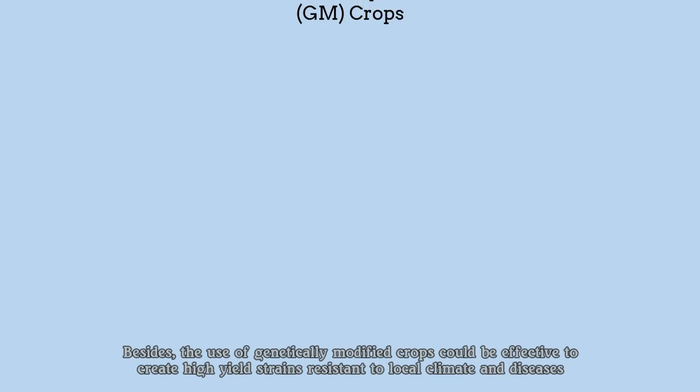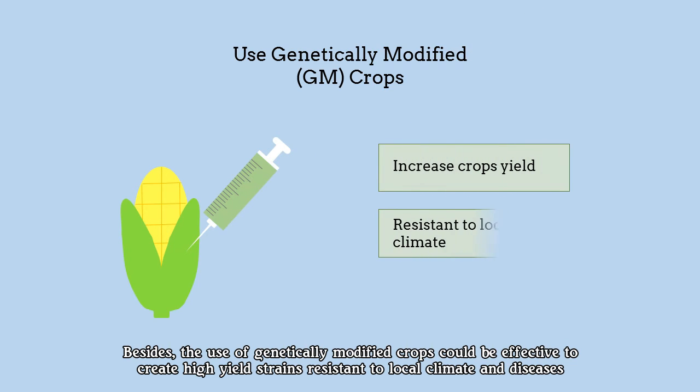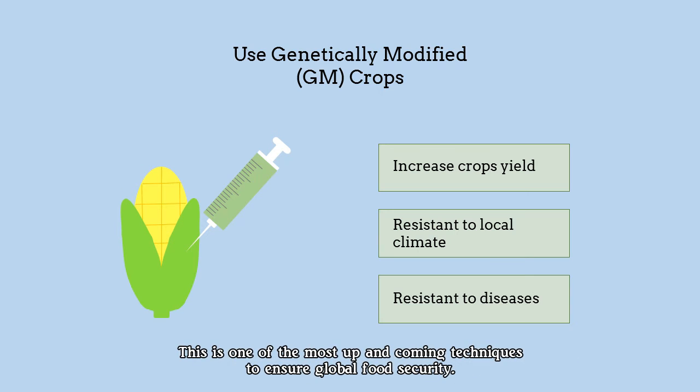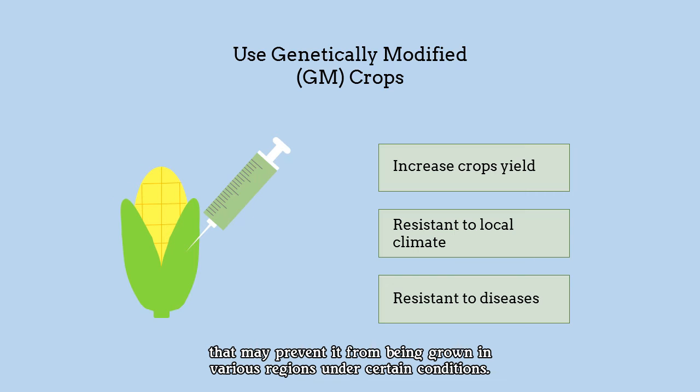Besides, the use of genetically modified crops could be effective to create high-yield strains resistant to local climate and diseases. This is one of the most up-and-coming techniques to ensure global food security. The genome of these crops can be altered to address one or more aspects of the plant that may prevent it from being grown in various regions under certain conditions.